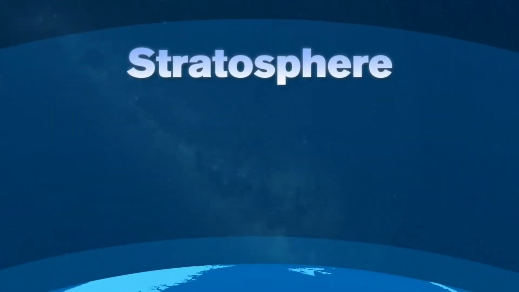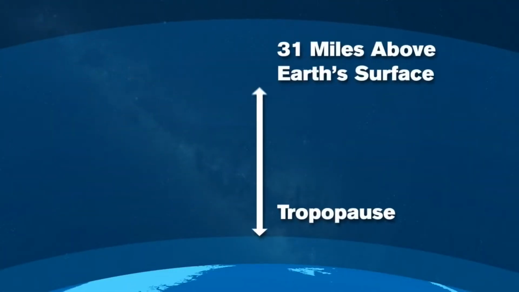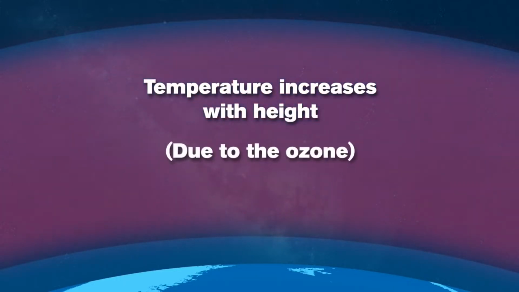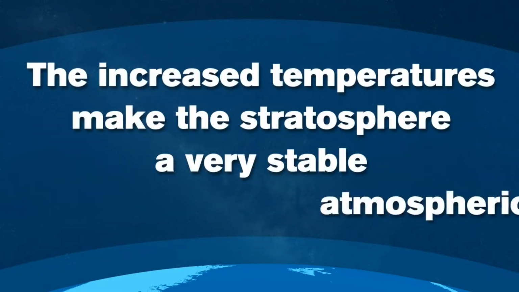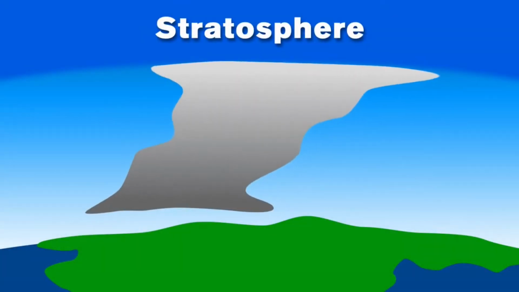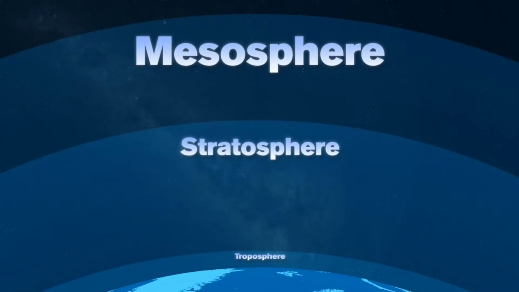The stratosphere extends from the tropopause up to about 31 miles above the Earth's surface. In this layer, temperature increases with height due to the creation of ozone that's present in this layer. The increased temperatures make the stratosphere a very stable atmospheric layer and give thunderstorms their famous anvil-shaped tops. The next layer of the atmosphere is called the mesosphere.